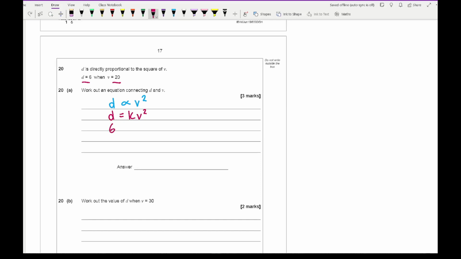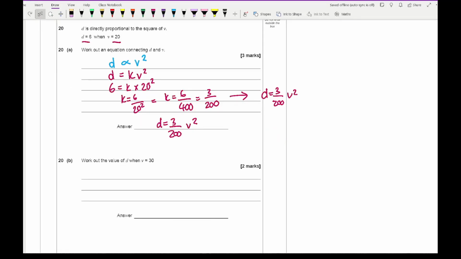So d equals 6 equals k times 20 squared. So then k is going to equal 6 divided by 20 squared. So k equals 6 over 400, which simplifies to be 3 over 200, giving me my final formula of d equals 3 over 200 v squared. So here in this block I'm going to write d equals 3 over 200 v squared.